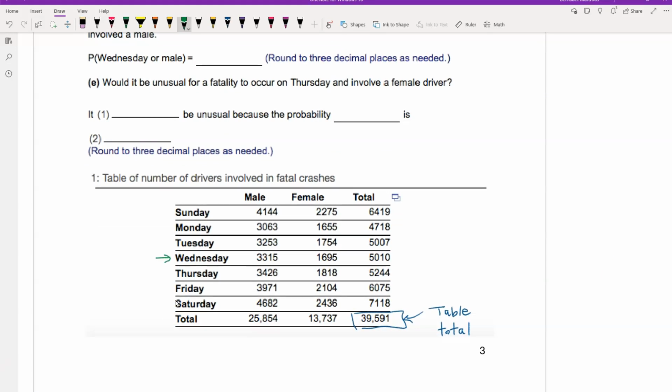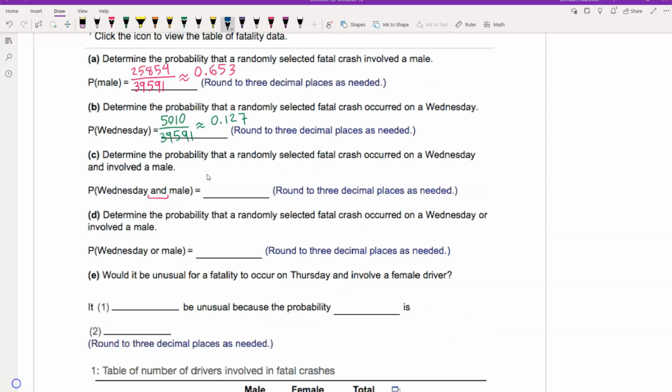So Wednesday and male, we have to see what is in common between these two. So this is Wednesday. This is male. The part that is in common is this part. And the number that we have here is 3,315.